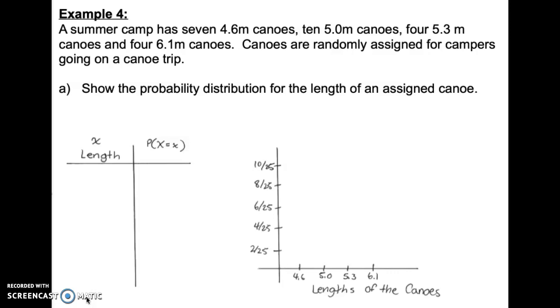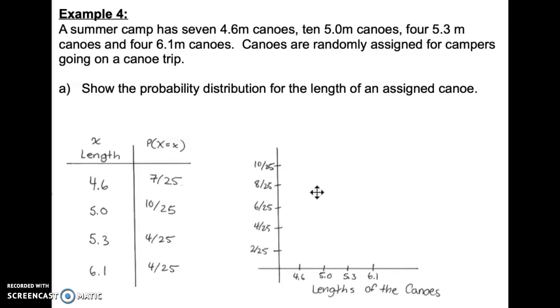Okay, so just like before we're doing a probability distribution, we'll do both the table and the chart. So in the table, you're going to start by putting down your x, so all the outcomes and the probability. So do that now. So this is what you should get for the table portion of it. We've put the total number of canoes, which is 25, as our denominator, and the probability of getting each canoe is the number of canoes of that size out of the total number of canoes.